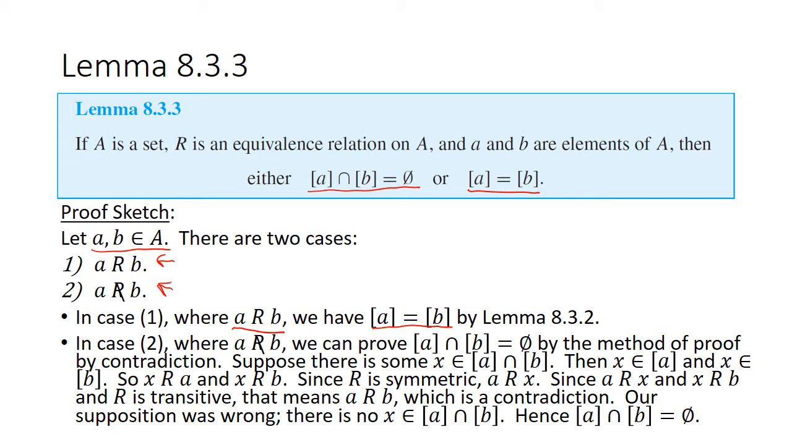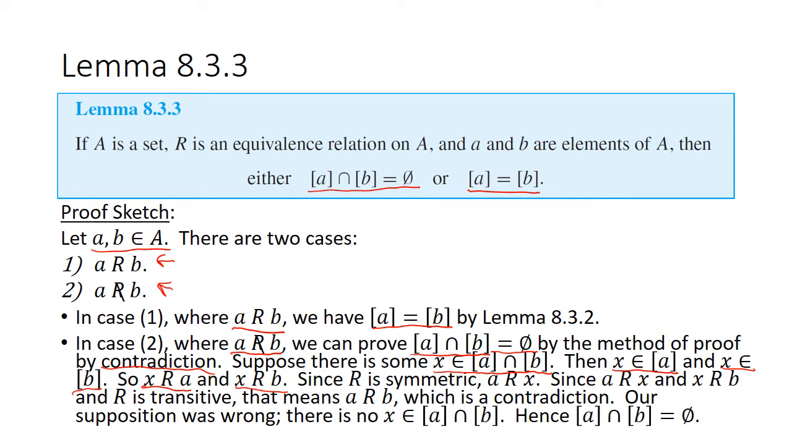In case 2, we have that A is not related to B. So we can prove that the intersection of the equivalence class of A and B is empty by the method of proof by contradiction. Remember, that's what we'd been using to prove that sets were empty in the previous chapter. Suppose that there is some element X in the intersection of these two equivalence classes. Then X is in the equivalence class of A and X is in the equivalence class of B. So X is related to A and X is related to B.